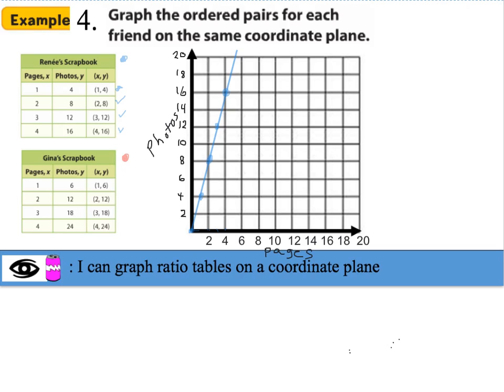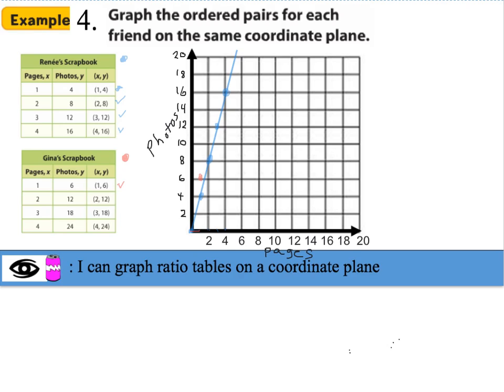So now let's go ahead and graph Gina's ordered pairs. The first ordered pair I want to look at is 1, 6. So on my x-axis, I'm going to start at 0, 0 and move over to 1. Now we know that 1 is between 0 and 2. Now I'm going to go up to 6, so my first ordered pair of 1, 6 should go right here. So I've already used 1, 6.